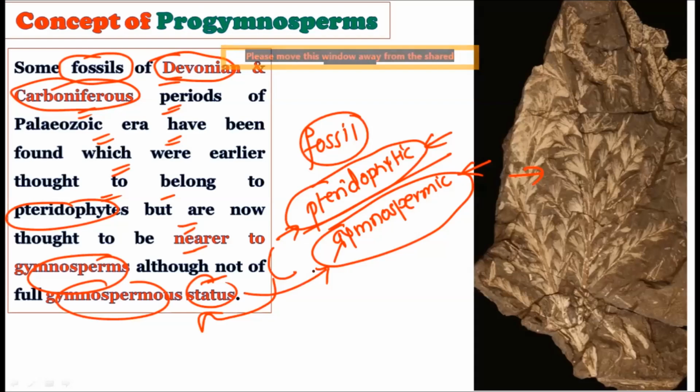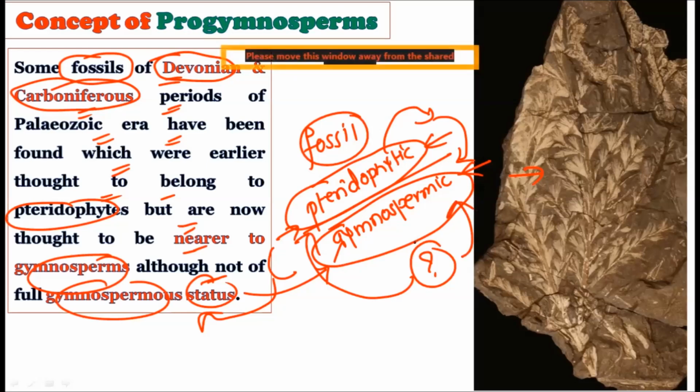Such plants have not been given complete gymnospermous status, but they are still placed under the gymnosperms, because although they look like pteridophytes, they show some characteristics related to the gymnosperms. Then the question arises, in which group will we place them, the pteridophytic group or the gymnospermic group, because they show both types of characteristics? Although they are not fully gymnospermous, they are placed near the gymnosperms because they are quite near to them. That is why a new group was created, called the Progymnospermopsida.